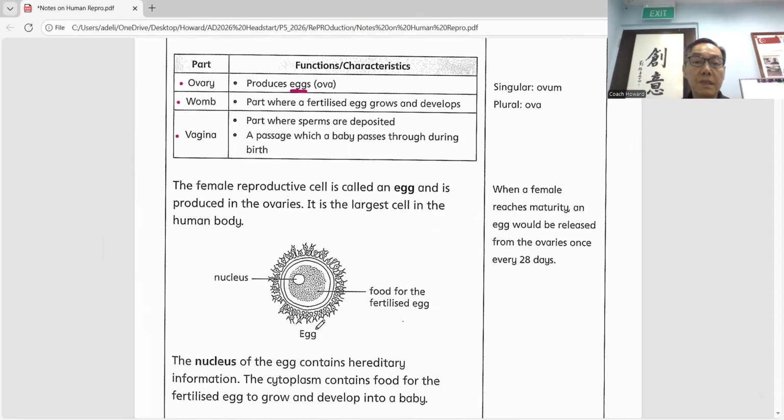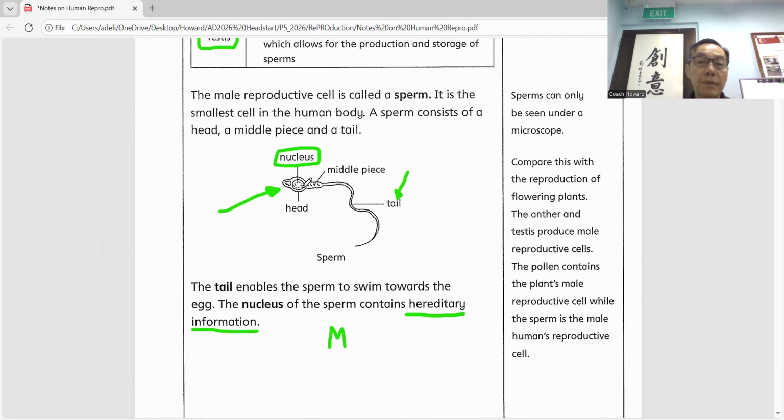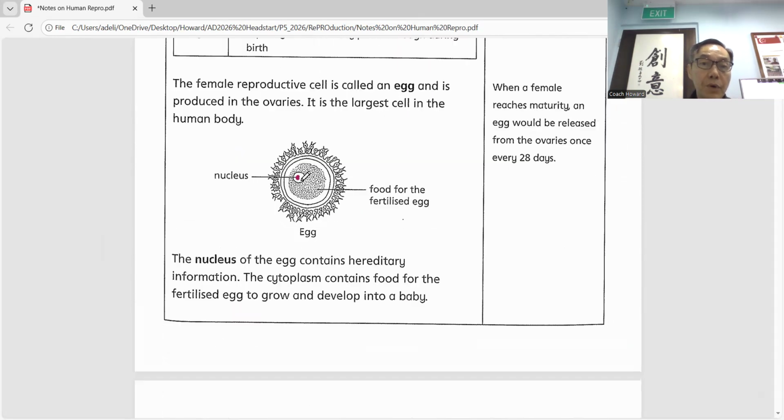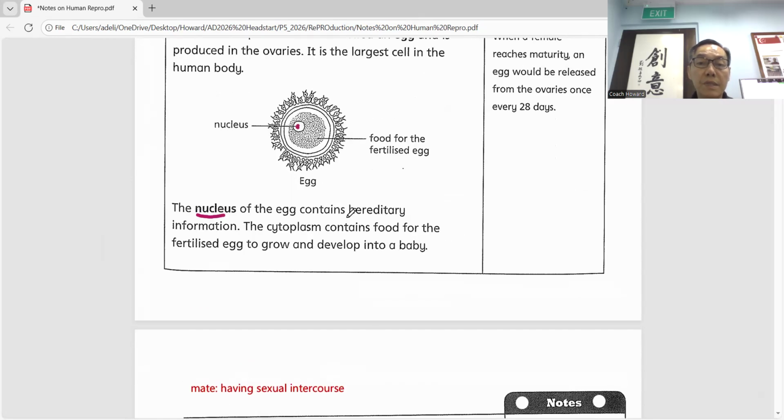So you can see here, this is a magnified diagram of the woman's egg and also has a nucleus. So both the sperm, which is this from the male reproductive cell, this is from the female. Both the male and female reproductive cells have the nucleus. So the nucleus will contain the genes from the female, from the mother. Okay, so this part, it contains hereditary information. Hereditary information means the genes.